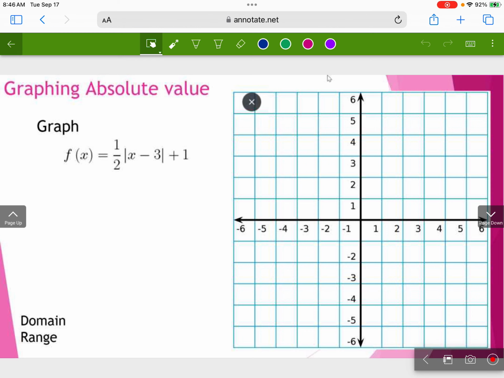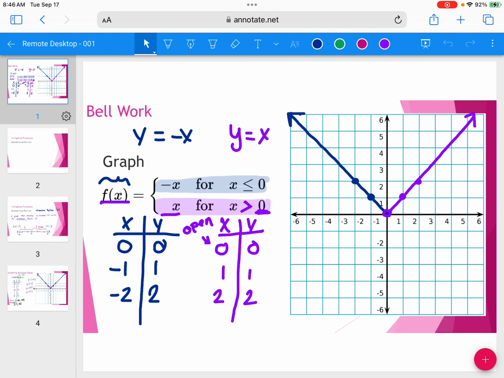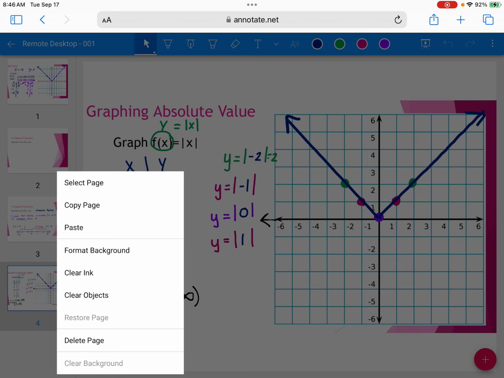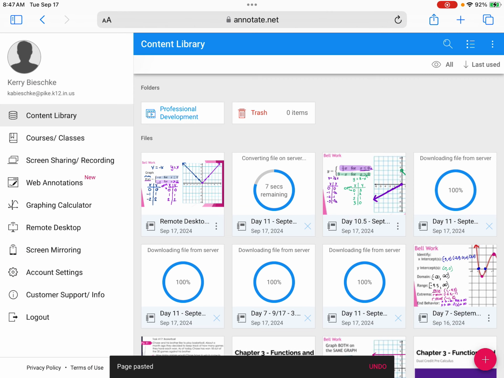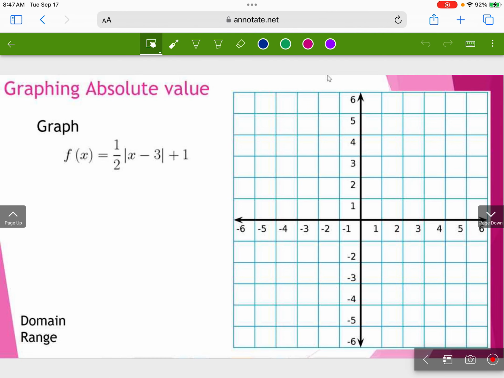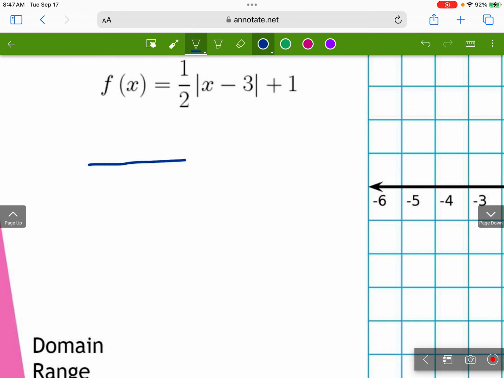So this is our next one. And we're going to start this one almost exactly the same. We're going to make a table. But we got a whole lot going on here. I have stuff inside my absolute value with my x. So we're going to need to be really, really careful when we pick our values for our x's.